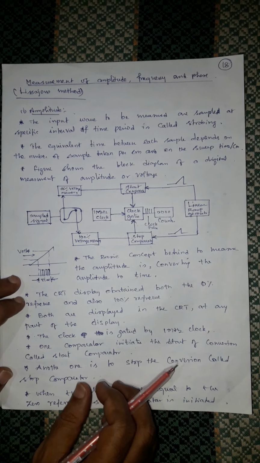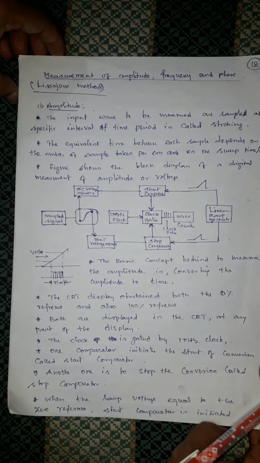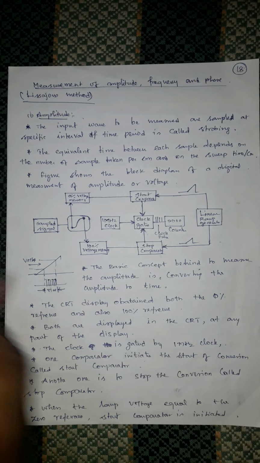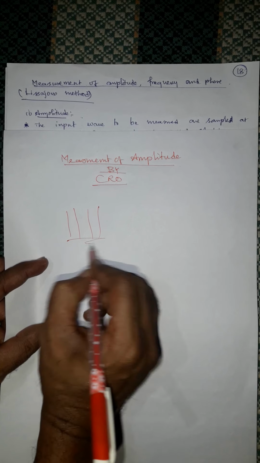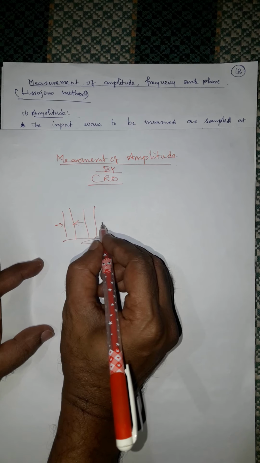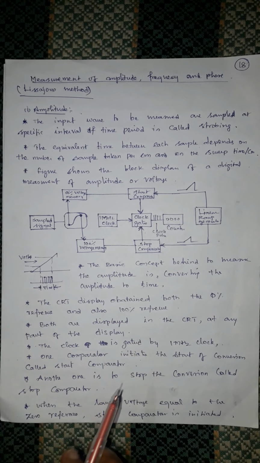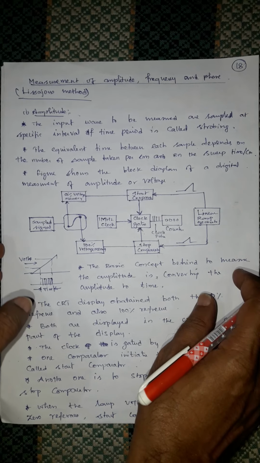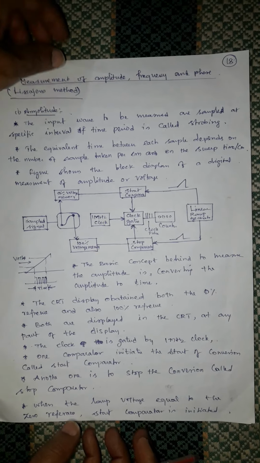The input wave to be measured is sampled at a specific interval of time, which is called strobing. The given input is sampled for a specific time interval. The time interval between the two samples is constant or fixed. The equivalent time between each sample depends on the number of samples taken per centimeter on the sweep time per centimeter.